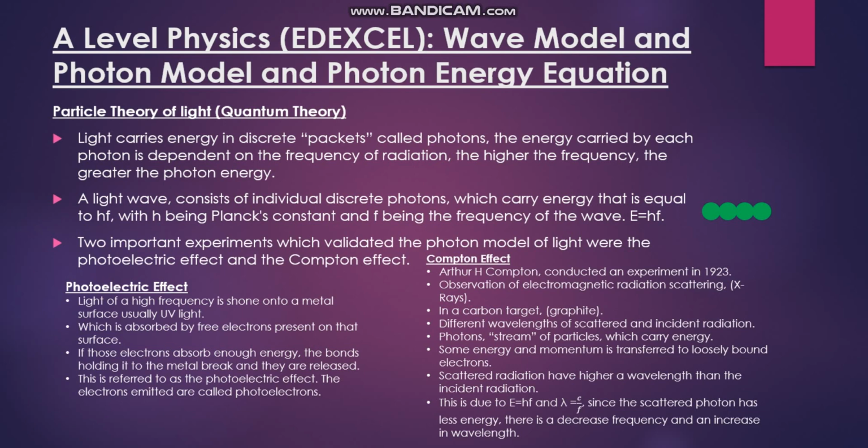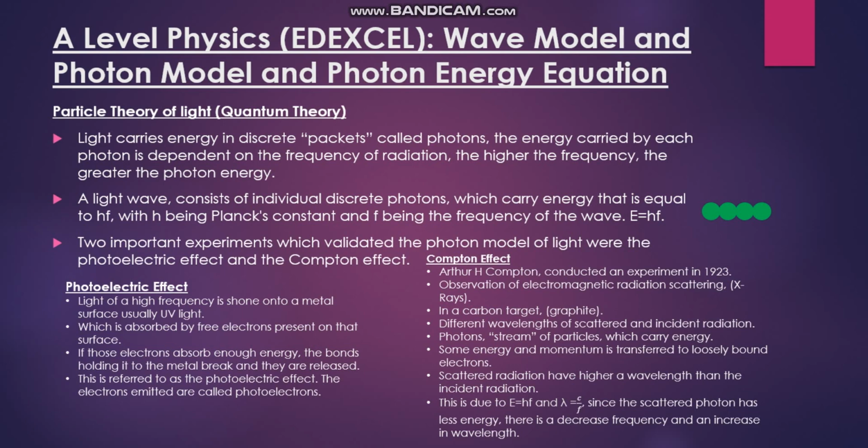Now, it's important to note that two experiments which validated the photon model of light were the photoelectric effect and also the Compton effect. So the photoelectric effect states that light of a high frequency is shone onto a metal surface, usually UV light, which is absorbed by free electrons present on that surface, and if those electrons absorb enough energy, the bonds holding it to the metal break and they are released, and this is referred to as the photoelectric effect. So the electrons emitted are also referred to as photoelectrons.